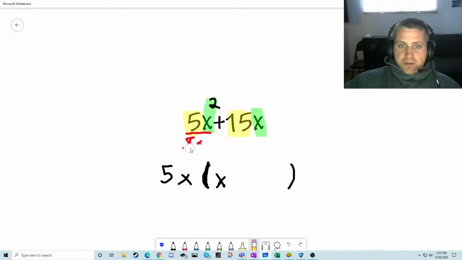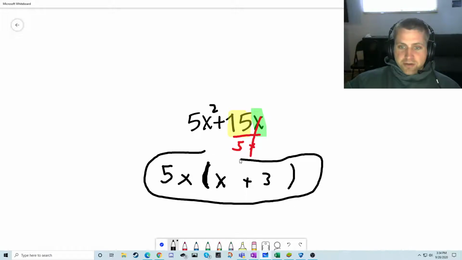Cool. So now let's divide this 15x by the 5x, because we got the leftovers from the first one. Oh, that was a 5x squared. There we go. So divide the 15x by the 5x, and see what we get. x divided by x is 1, and anything times 1 is itself, so it cancels. 15 divided by 5 is 3. So the x's are gone, and we just have a 3 in here. And now we have our answer. This is factored by greatest common factor.